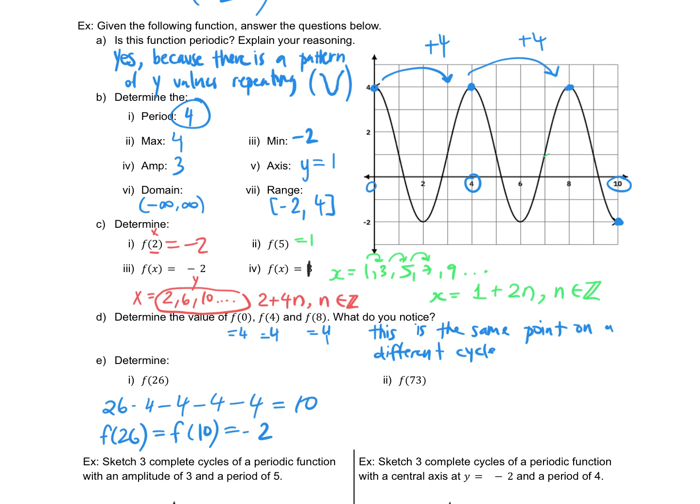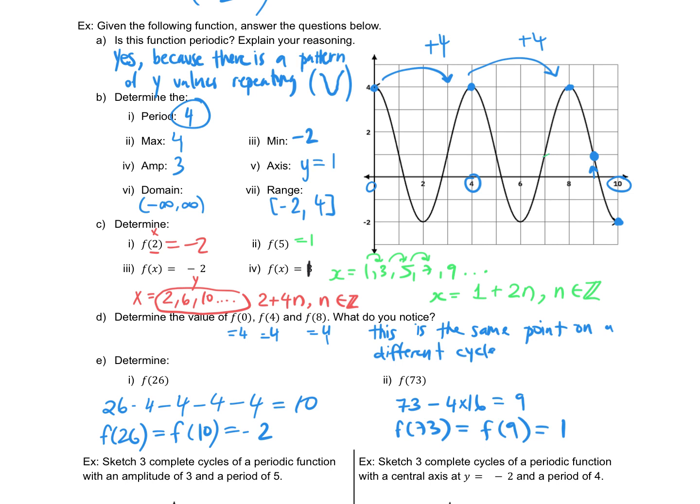Now, instead of subtracting 4 multiple times, I can just think of, okay, how many cycles fit in 26, and subtract 4 times that number of cycles. So for example, with f at 73, okay, how many times can I subtract 4 to the point that I get an x value that's on this grid? Well, I can try. 4 times 10 is 40. That's still too far. Maybe I try 4 times 15 is 60. 73 minus 60 is 13. I'm getting closer. Maybe I try 4 times 16. 4 times 16 is 64, and 73 minus 64 is 9. So f at 73 is going to be the exact same thing as f at 9. And now f at 9 is equal to 1.